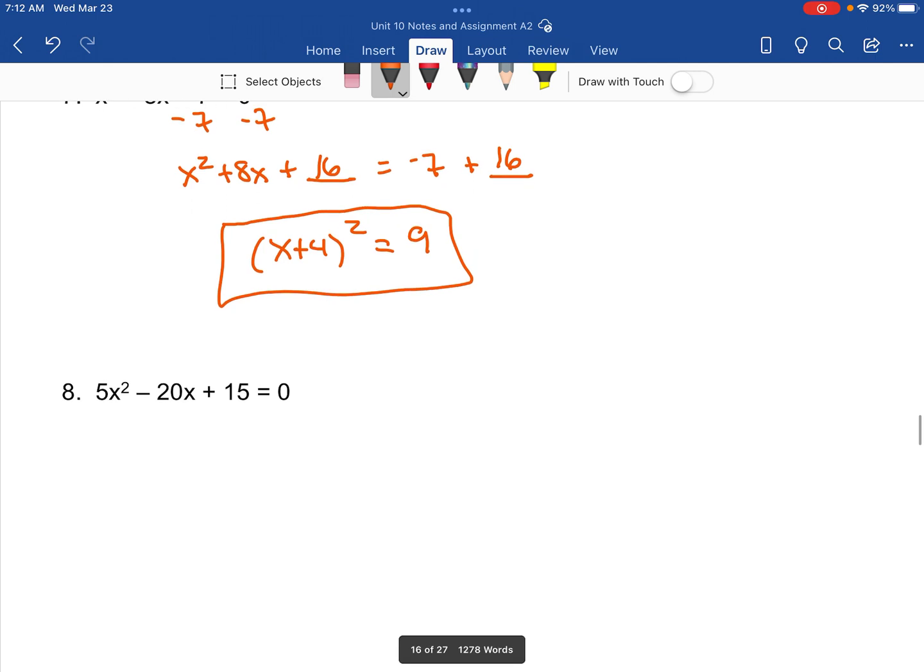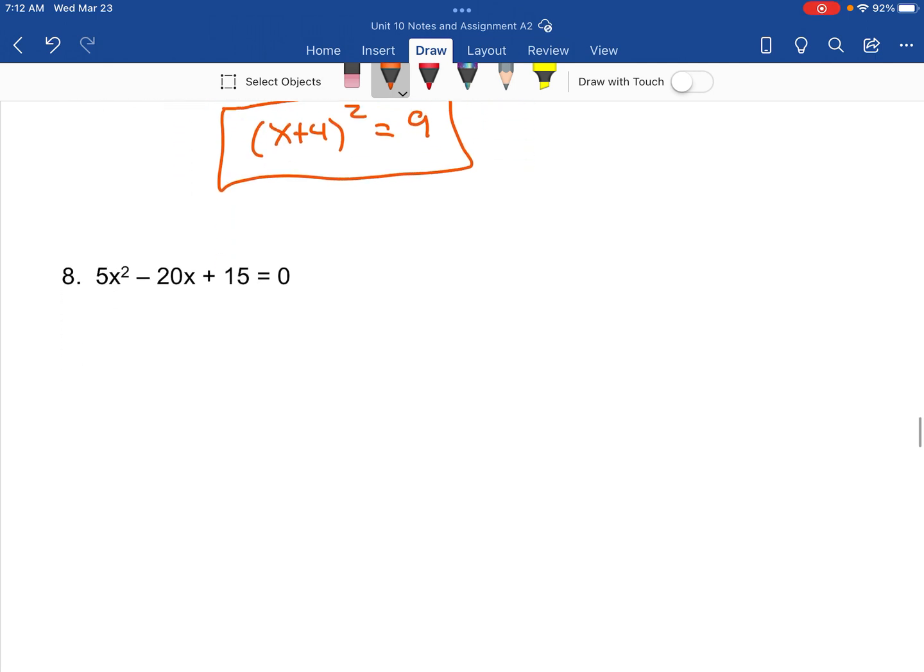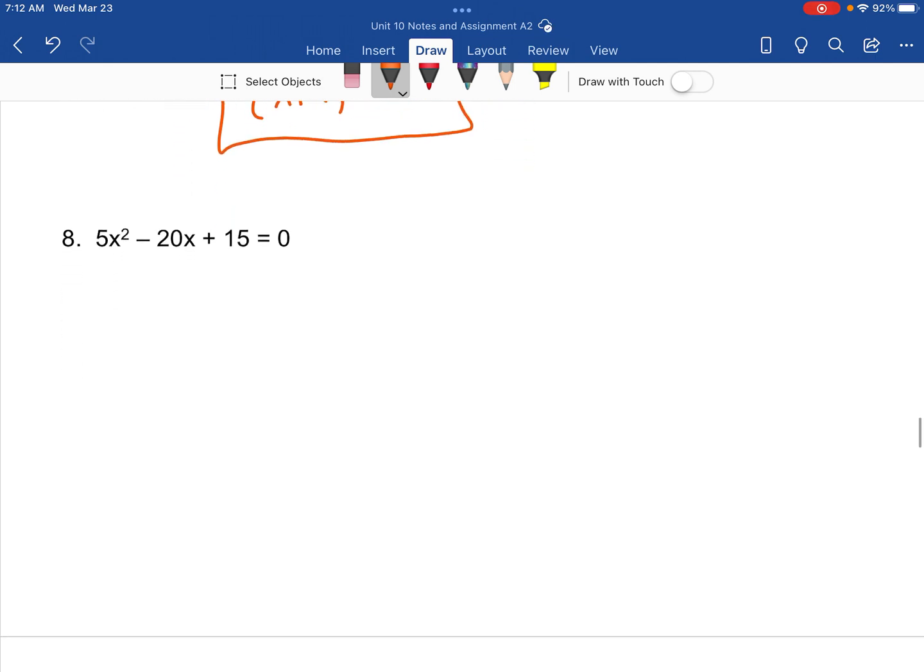Okay. Finally, the last example, so notice that the steps are the same, even if our first step doesn't change. So still kick over that constant. Okay, so minus 15 from both sides. So I get 5x squared minus 20x equals negative 15. Then I do need to deal with that 5, so I'm going to divide everything by 5.